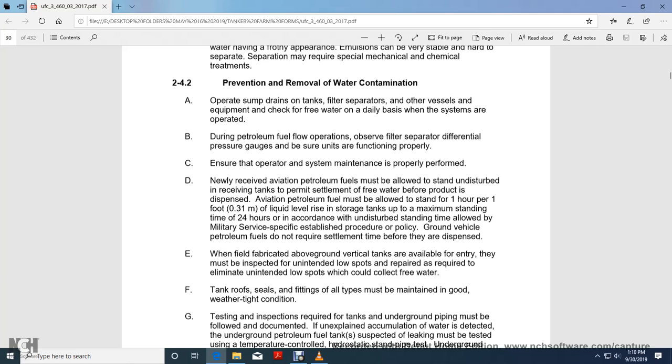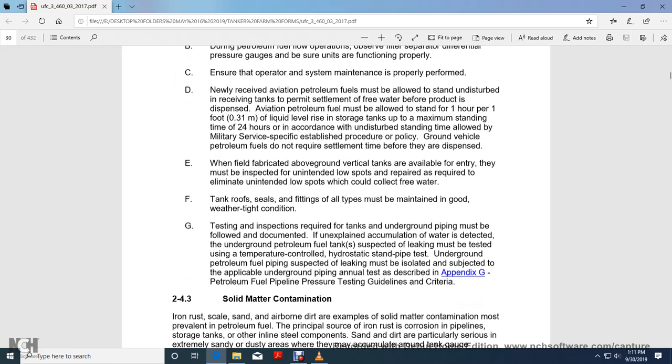D. Newly received aviation petroleum fuels must be allowed to stand undisturbed in the receiving tank to permit settlement of free water before product is dispensed. Aviation petroleum fuel must be allowed to stand for 1 hour per 1 foot of liquid level raised in the storage tanks, up to a maximum stand time of 24 hours, in accordance with the military service established procedure and policy. Ground vehicle petroleum fuels do not require settlement time before dispensing.